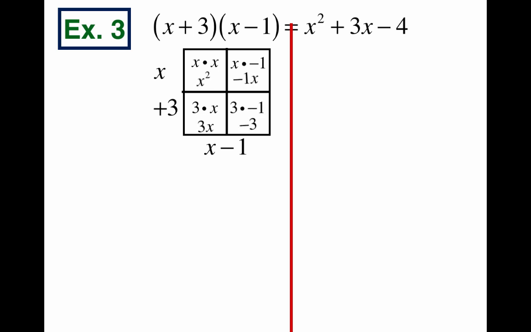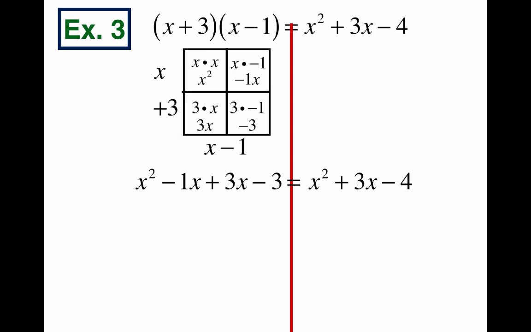And we're going to take those answers that we've got in our generic rectangle and we're going to write them out. x squared minus 1x plus 3x minus 3. Now it equals on the other side that same exact thing. Nothing's happened over there. x squared plus 3x minus 4. But we can solve now.